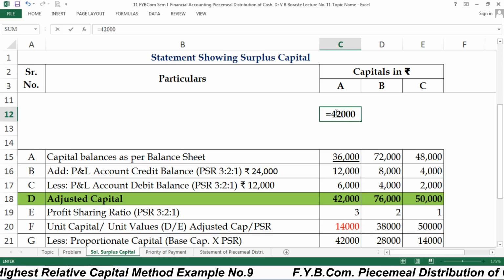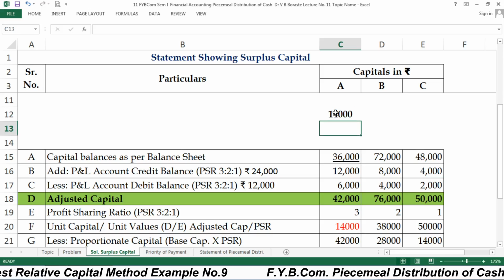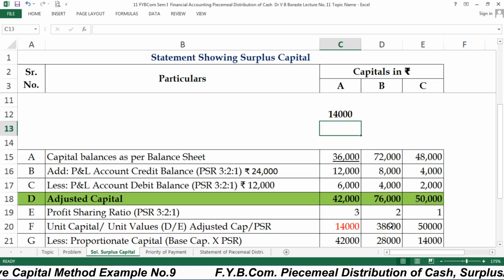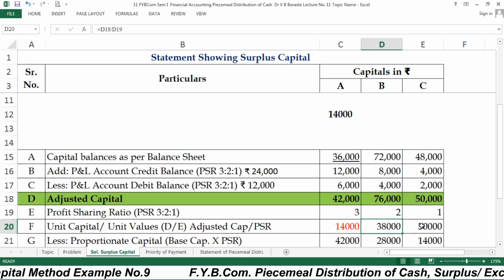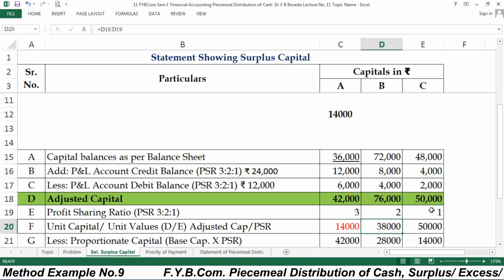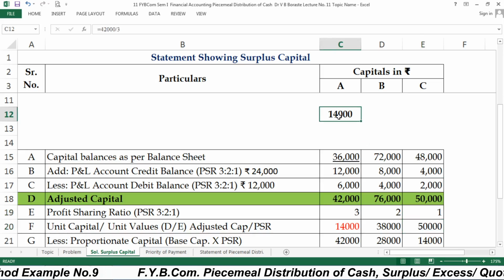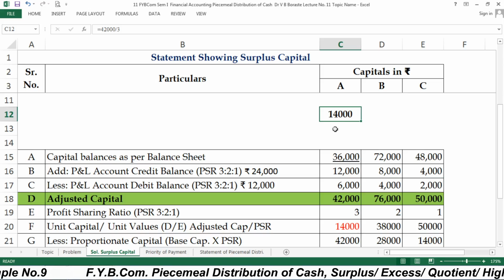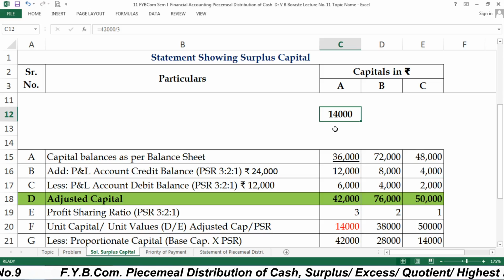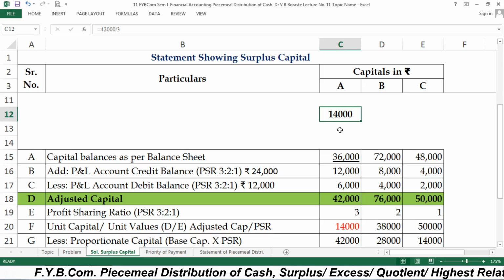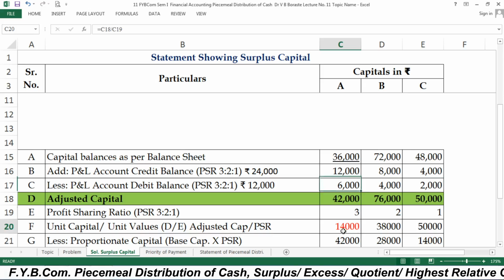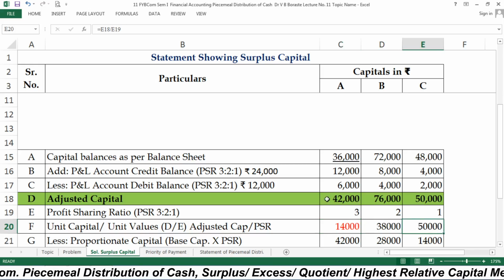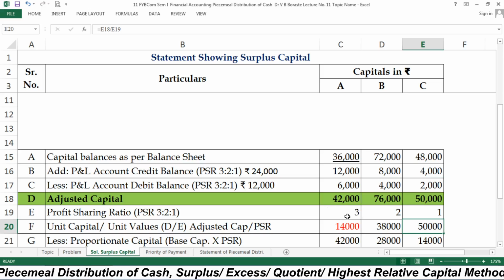42,000 divided by 3, answer is 14,000. 76,000 divided by 2, answer is 38,000. And 50,000 divided by 1, answer is 50,000. As I mentioned in the earlier videos, you are allowed to use the calculator, but you can use a digital calculator, not a mobile calculator. So here the answers are 14,000, 38,000 and 50,000 by dividing the capital by its profit sharing ratio.